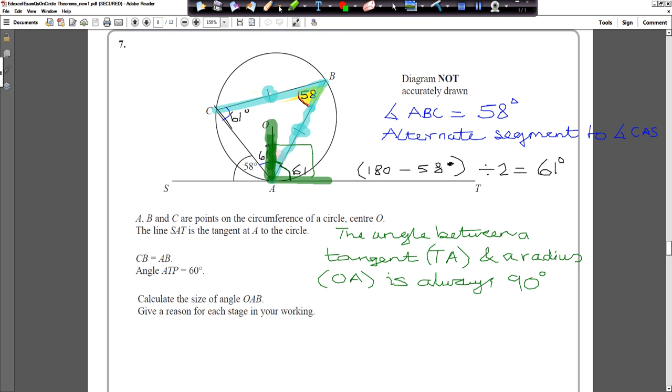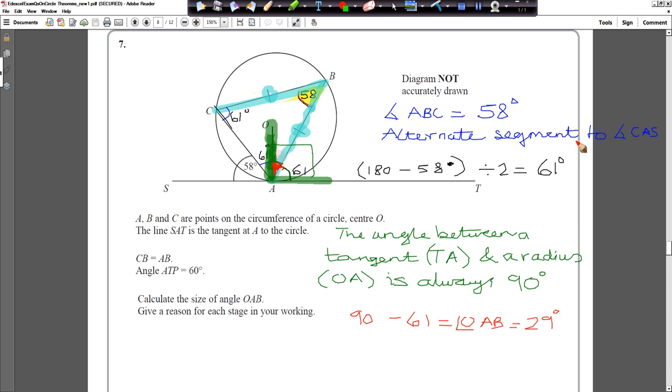Our missing angle is this angle here between these two, which is a bit difficult to draw at the moment. Now, we can work out the angle by doing what? We can do 90 minus the 61 will give us our missing angle. Our missing angle is called OAB. Angle OAB, which is equal to, what's that equal to then? 29 degrees.